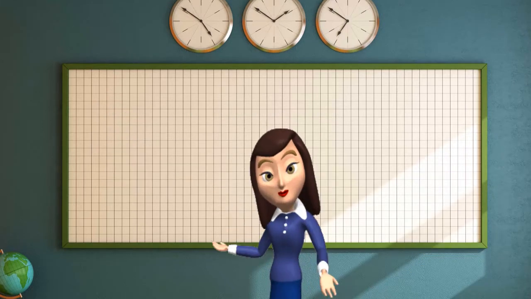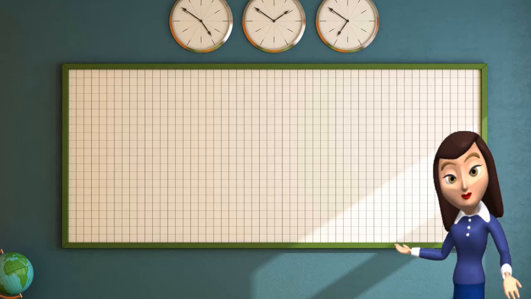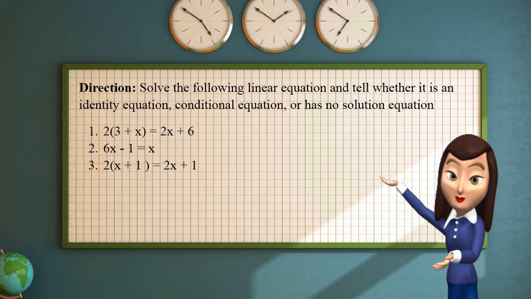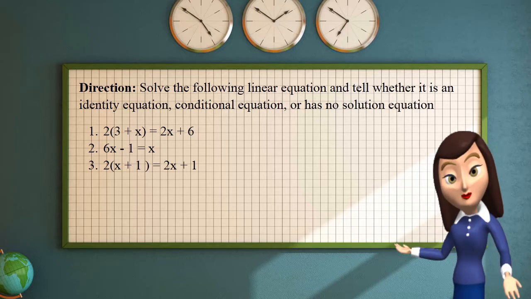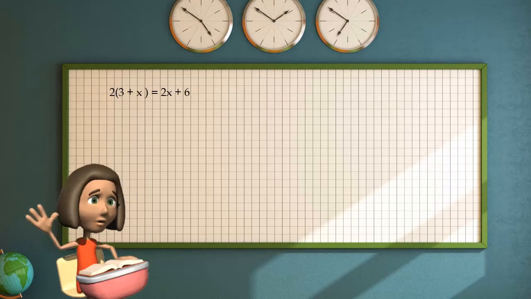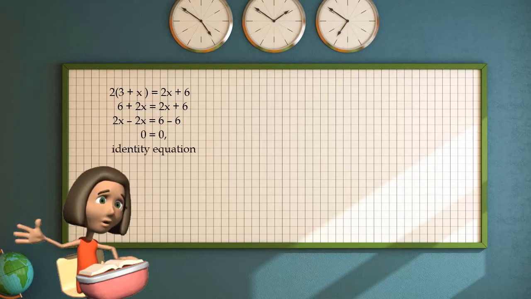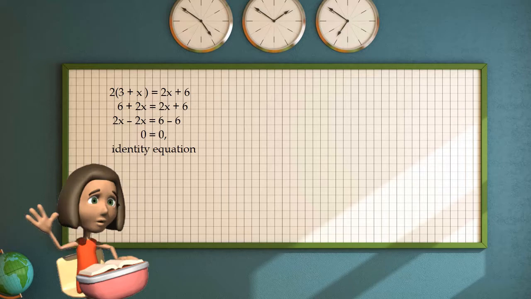Excellent, students. Do you have any further questions? Since you don't have questions, let's have a group activity. You will just classify if it's an identity, conditional, or no solution equation. 3 times the quantity 3 plus x equals x plus 6. 6 plus 2x equals x plus 6. 2x minus 2x equals 6 minus 6. 0 is equal to 0. It is an identity equation.